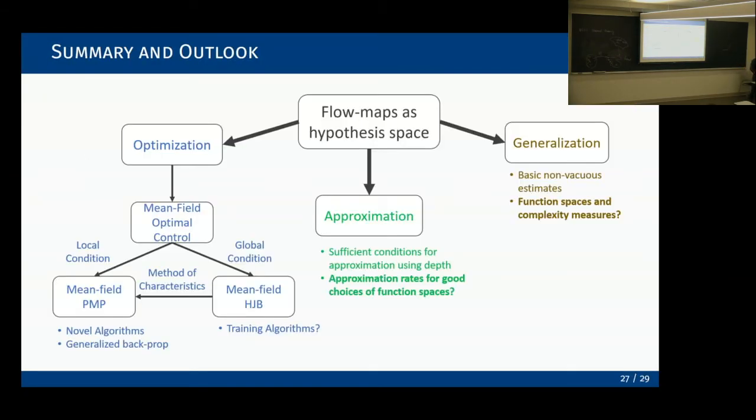Just a quick summary. If you use a flow map as a hypothesis space, you can ask the same kind of questions that you always ask about supervised learning models. And here the optimization problem is really a mean field optimal control problem, and we can derive local necessary conditions in the form of a maximum principle, which gives new algorithms and generalized backpropagation. What I didn't talk about is that there are also some interesting connections with partial differential equations on the optimization end. And on the approximation end, we can come up with sufficient conditions for approximation using composition. So this really relies on the dynamics of the system, and repeated composition plays a central role in our results.